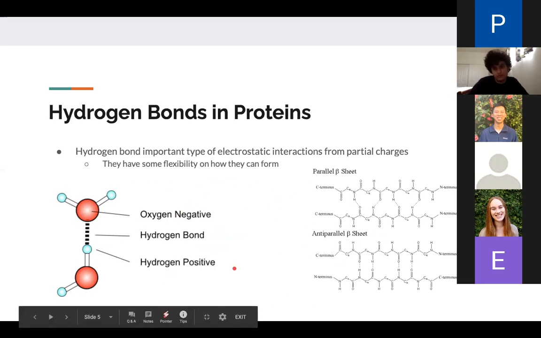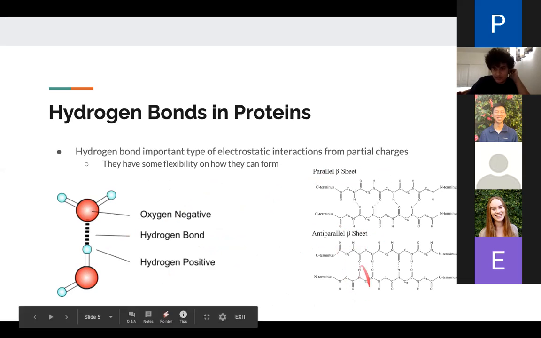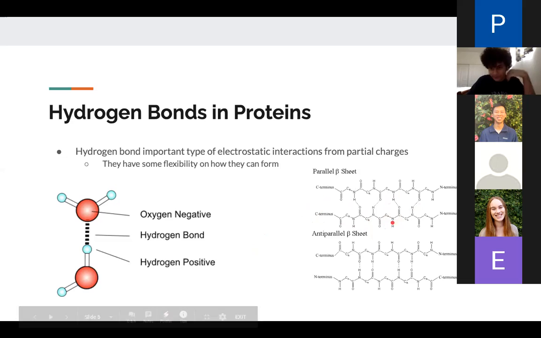The best example I can find is with beta sheets. Look at antiparallel beta sheets. We find the hydrogen bond pattern is vertical. It's just straight, like we described on the previous slide. But when we look at parallel beta sheets, we find those hydrogen bonds are actually diagonal. So it's important to note that in these biological systems, hydrogen bonds have some flexibility in how and where they can form. It's not always just straight linear. It can be diagonal.